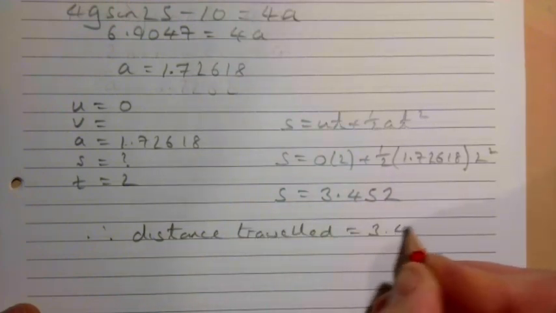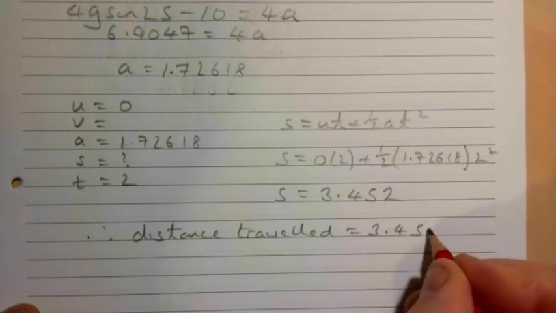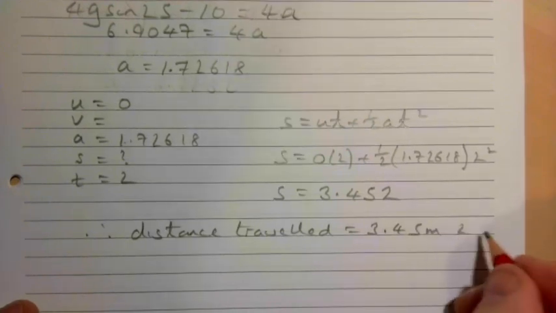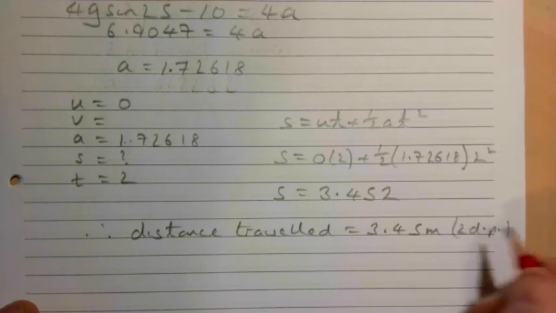So the distance travelled is 3.45 meters, and that's the 2 decimal places.